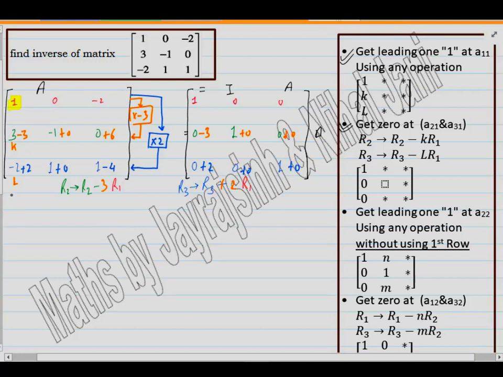So our first row will be as it is, and second row will be 0 minus 1 6 minus 3 1 0, and third row will be 0, 1, minus 3, 2, 0, 1, right? So here we complete the second step.